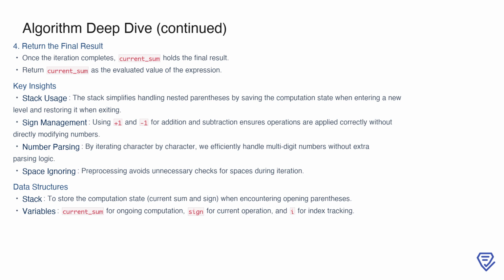Using +1 and -1 for the sign value makes it straightforward to apply addition and subtraction without directly modifying the numbers themselves. Parsing numbers character by character allows us to handle multi-digit values efficiently without requiring extra parsing logic. By pre-processing the string to remove spaces, we avoid unnecessary checks during iteration, keeping the algorithm clean and focused. The combination of these techniques enables us to evaluate the expression accurately and efficiently.